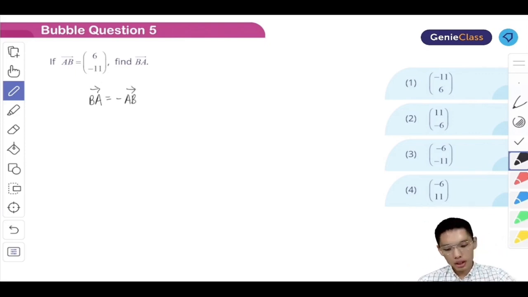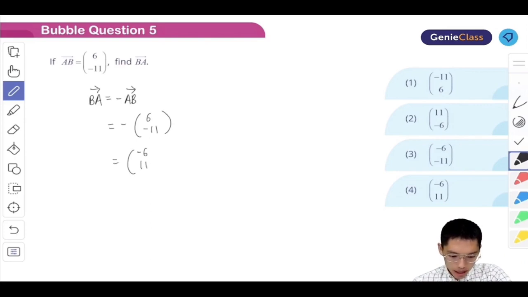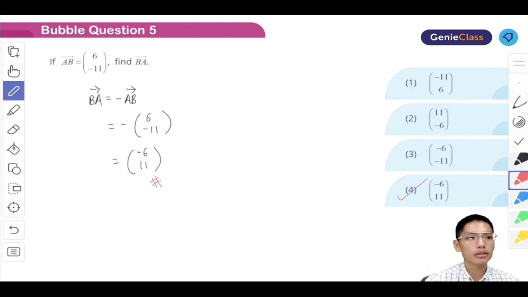Alright, very good. Most of you got it right. So let me just refresh. Negative 6 and negative 11. The negative sign should flip up and down. So that's where I have these notions over here. Alright, so that's why my answer is number 4.